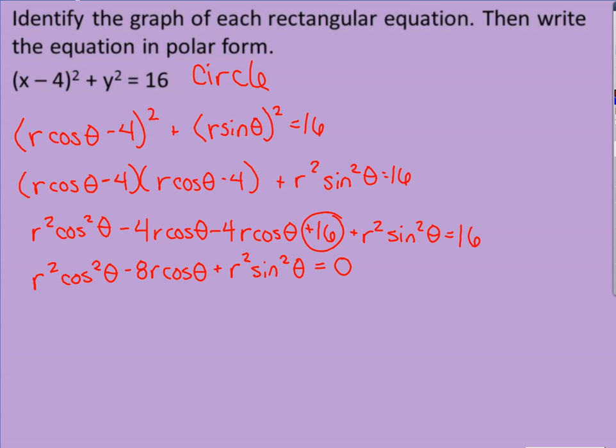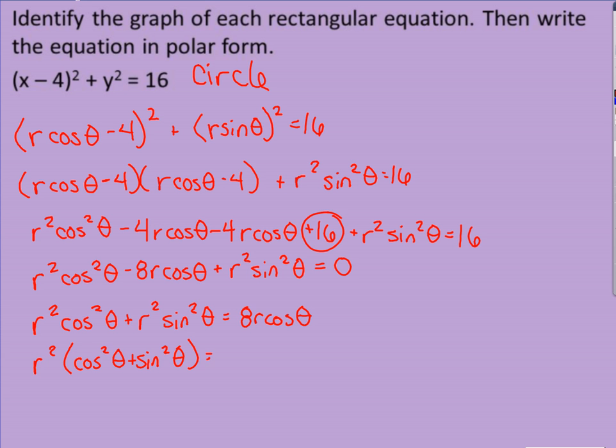So anything that has an r squared, I'm going to keep on the left side. Anything that just has an r, I'm going to take to the right side. Because that was a negative 8r cosine, when I move it to the right side, it does become positive. Now if we look at the left side of the equation, we notice both parts have an r squared. So I'm going to go ahead and factor out that r squared from both pieces. Now hopefully at this point you recognize that we do have a Pythagorean identity. Remember, sine squared of theta plus cosine squared of theta is equal to 1. So we do have r squared times 1 is equal to 8r cosine of theta.